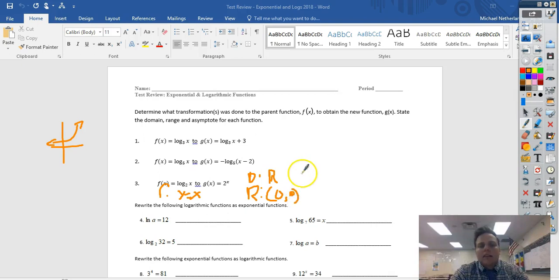Okay? Now let's talk about our asymptote. It's at y equals 0. Because exponential has a horizontal asymptote. Okay? Alright, let's go on to number 4.